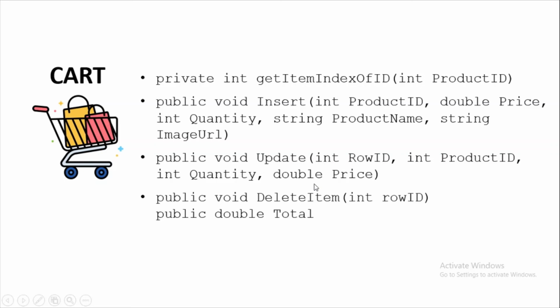And if the user deletes a particular item, we have a delete item function, and the last function is total, which will return the total as a double value. All these things we are going to add inside a C# file, so we are going to create a new C# file here.